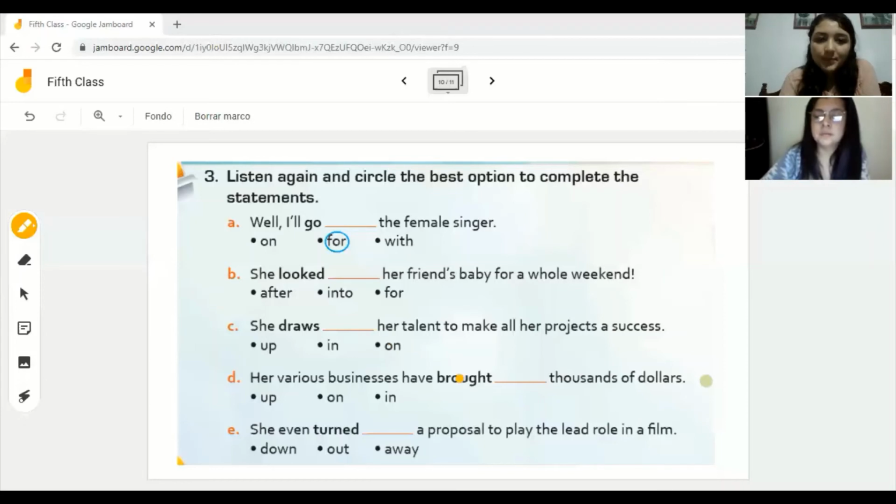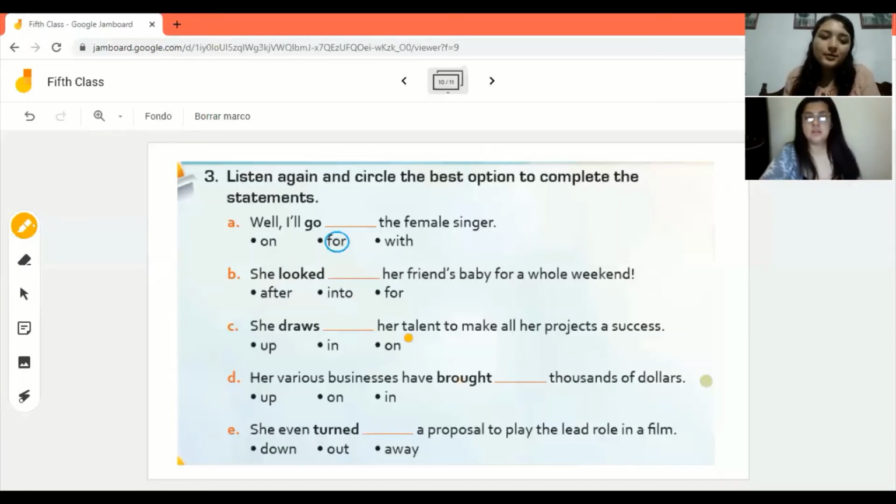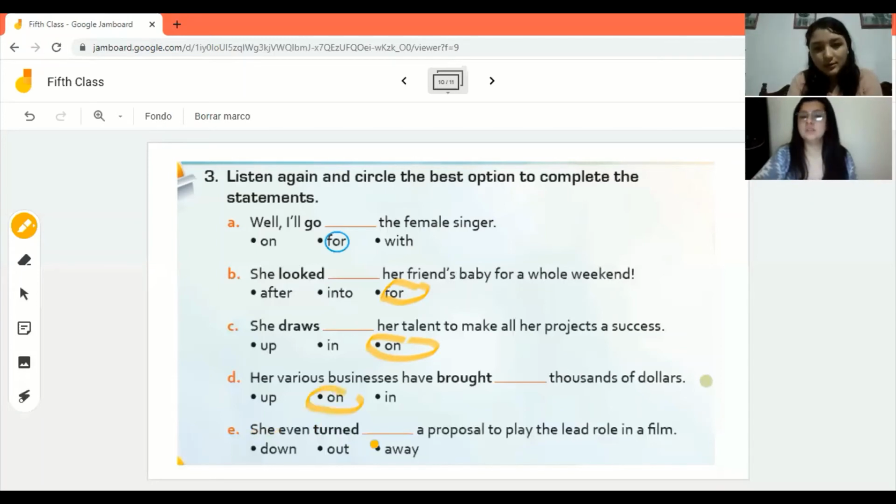Okay. Now you completed all the sentences, or you have to listen one more time? I did it. Okay. I have the answer. Okay, let's check. For letter B, she looked after her friend's baby. The letter C, she draws on her talent to make all her projects a success. Letter D, her various businesses have brought in thousands of dollars. And the last one, she even turned down a proposal to play the lead role in the film.